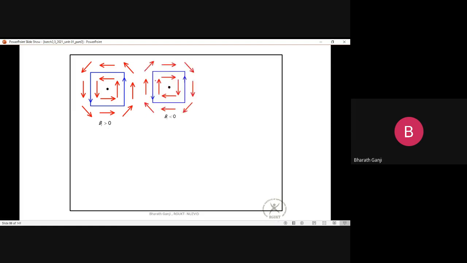If about a point the vector field is behaving like this, the curl becomes a negative number because you are trying to see whether there is any rotation in this direction, but actually the vector field is moving in the opposite direction. Then the curl becomes a negative number. And here if you see the vector field, the amount of rotation you are having in one direction is exactly equal to the amount of rotation in the opposite direction.